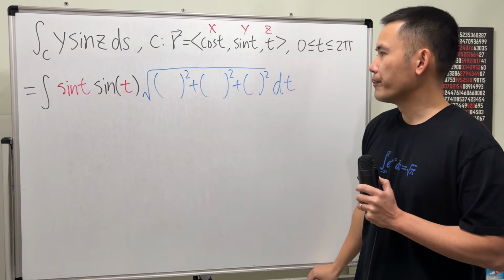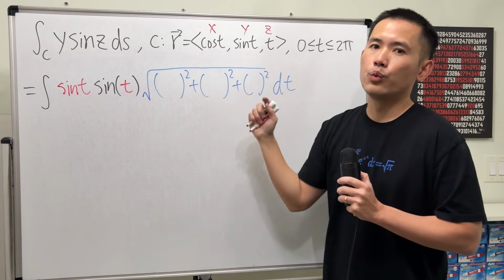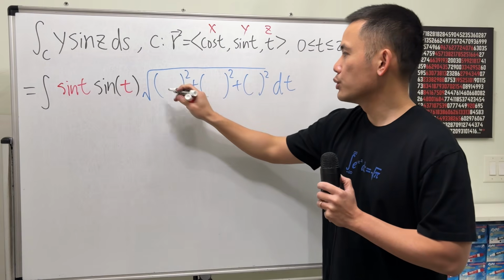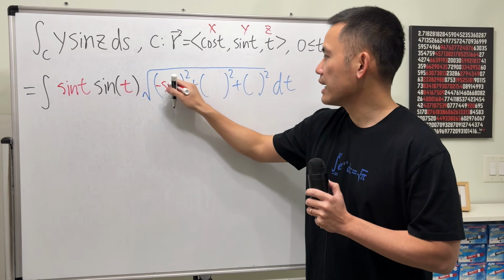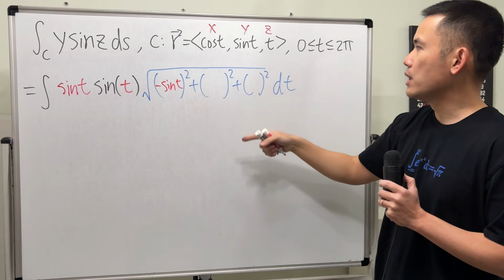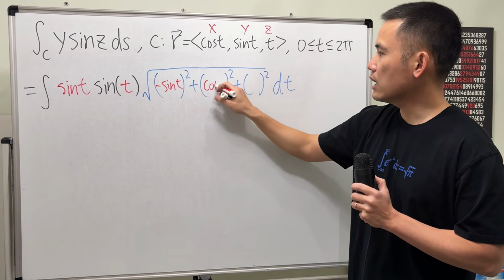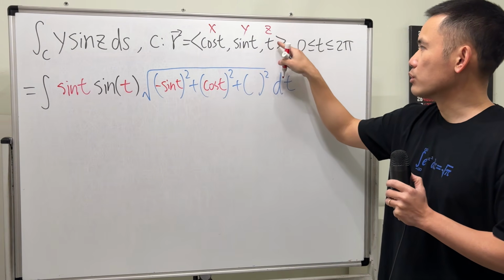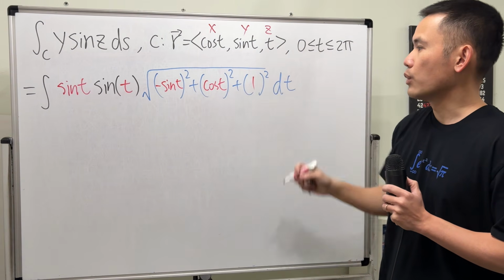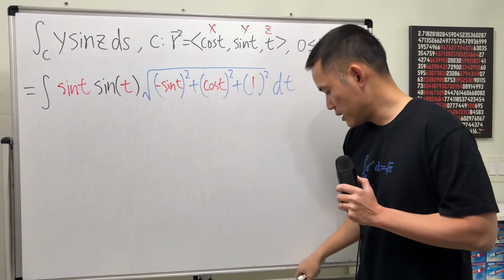So what do we do though? You first look at x, and then take the derivative of that with respect to t. So you will get negative sine t. And then you do the same. Look at this and take the derivative of sine t with respect to t, so you get cosine t. And lastly, the derivative of this with respect to t, you just get 1. So again, this part is the ds right here.